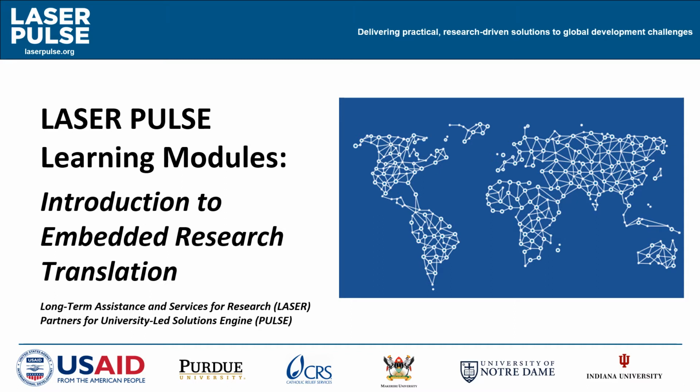Laser Pulse stands for Long-Term Assistance and Services for Research, Partners for University-Led Solutions Engine. This USAID project is led by Purdue University, and its consortium also includes Catholic Relief Services, Makerere University, University of Notre Dame, and Indiana University. Together, LaserPulse aims to provide research-driven, practical solutions to critical development challenges in USAID interest countries.